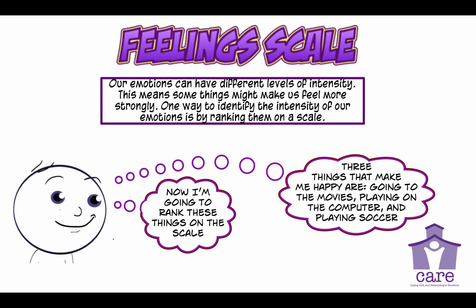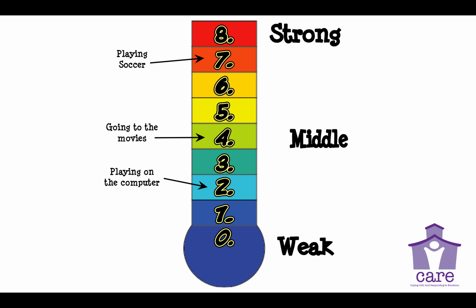So we've got an example here for Momo. Momo has thought of 3 things that makes him happy. Going to the movies, playing on the computer, and playing soccer. All of those things make him happy. But some of those things make him more happy than others. So he's going to rank them on a scale. And this is our scale.